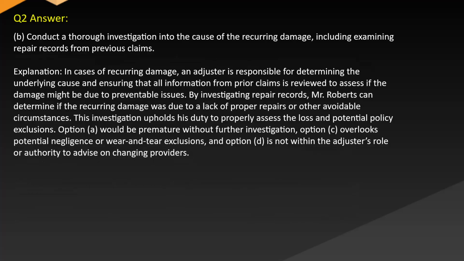Answer. B. Conduct a thorough investigation into the cause of the recurring damage, including examining repair records from previous claims. Explanation. In cases of recurring damage, an adjuster is responsible for determining the underlying cause and ensuring that all information from prior claims is reviewed to assess if the damage might be due to preventable issues. By investigating repair records, Mr. Roberts can determine if the recurring damage was due to a lack of proper repairs or other avoidable circumstances.